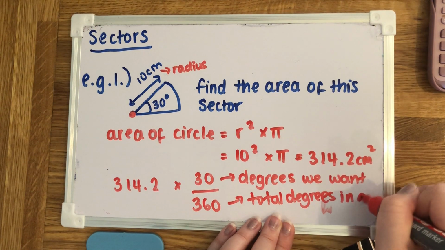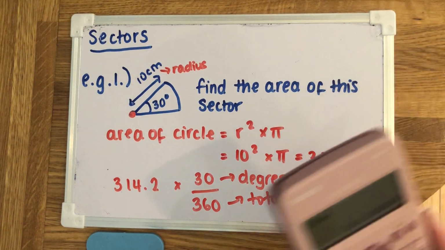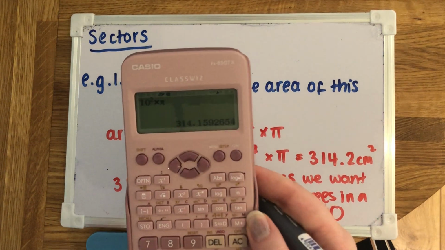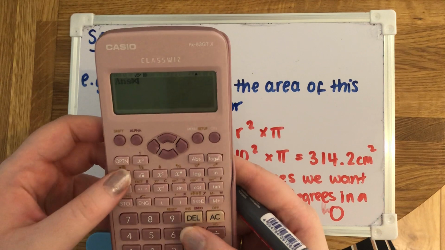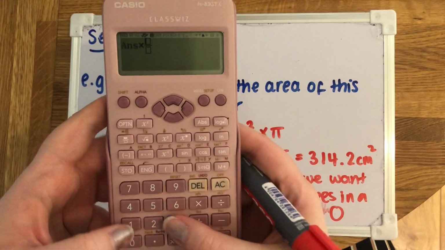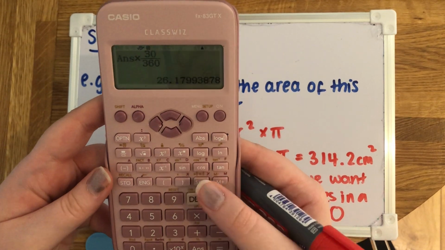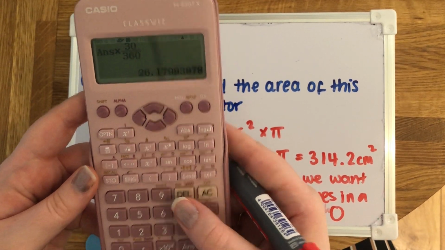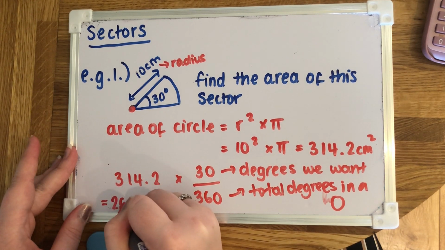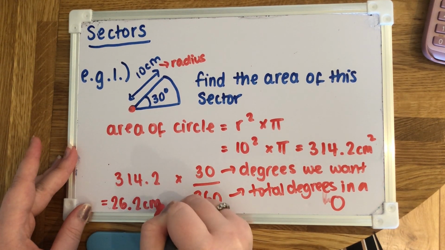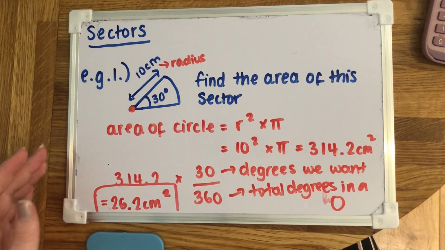Okay, so what we do is we type that in a calculator. Now to keep all the decimals, if you want to just click answer, it will keep all the decimals for you. Then times and then the fraction sign, 30 divided by 360. So that gives us 26.2 centimetres squared. So that is our final answer.